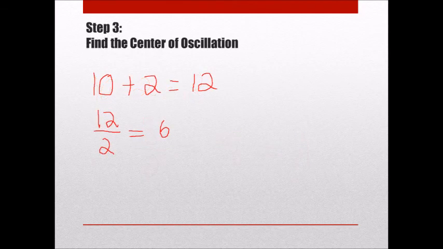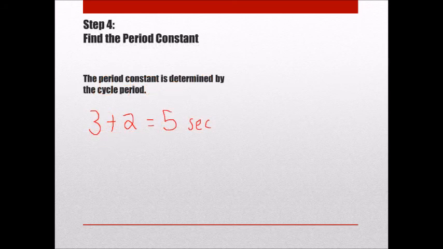The third step is to find the center of oscillation. Oscillation is basically just the act of moving back and forth, like what a swing does. To find this, we must add the max height and the minimum height, and take the sum, almost like we solved for amplitude. k comes out to 6.